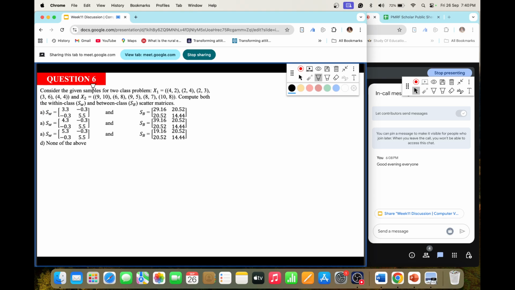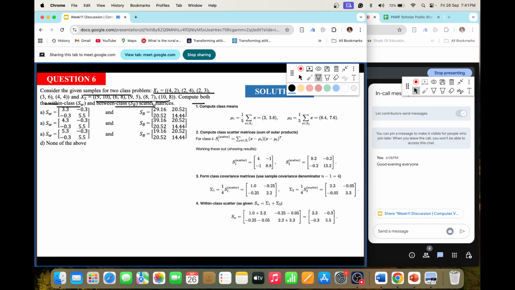Question number 6: consider the given samples for the two classes. X1 has 5 data points, and X2 also has 5 data points. Compute both the within-class and between-class scatter matrices. For this you need to know the formula.